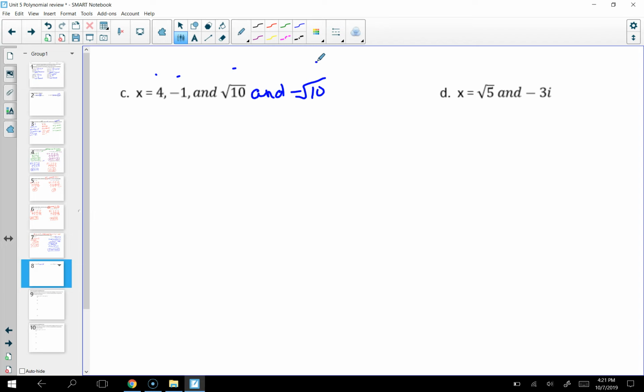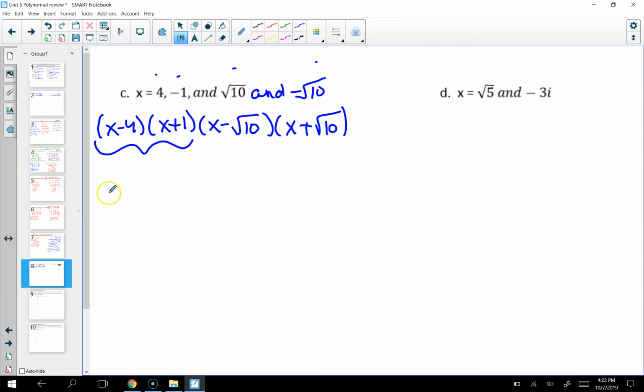Alright, moving 4 back to the x gives me x minus 4. And then we're going to have x plus 1. And then x minus square root 10. And then x plus square root 10. I'm going to put these pieces together to get me x squared. Look at that, -4 plus 1 will give me -3x. And then multiply the last ones. -4 times -1 is -4.